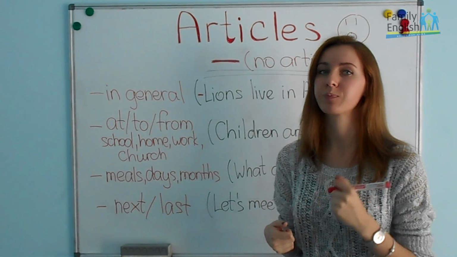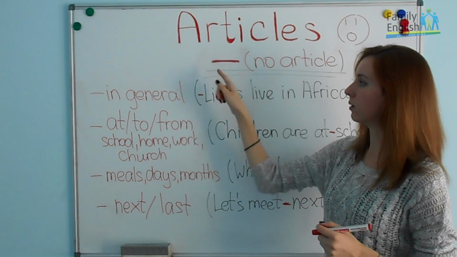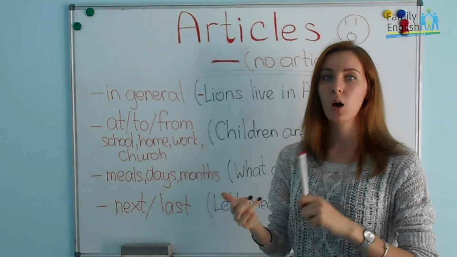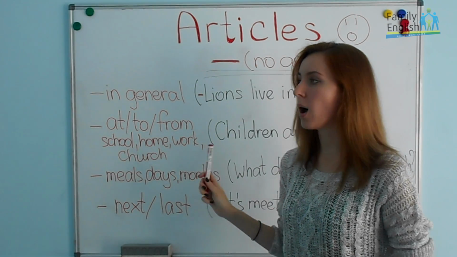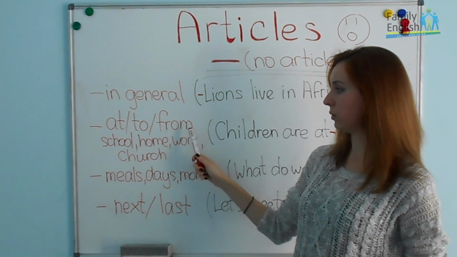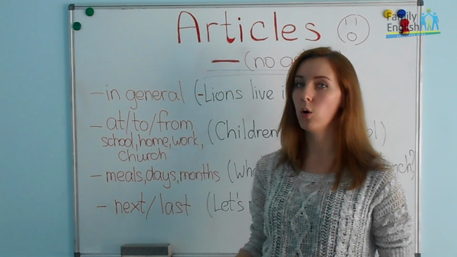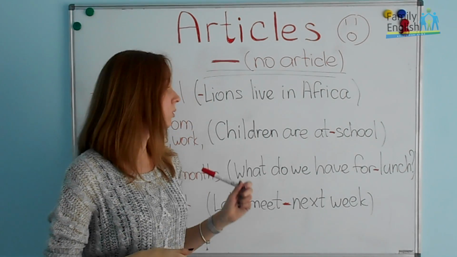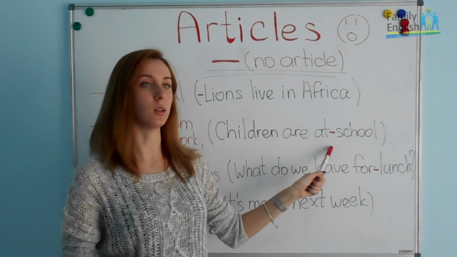Next case where we don't use any article is with words like school, home, work, and church when they go after the prepositions at, to, and from. At school, to work, from church, from home, and so on, we don't use articles here. For example, children are at school. No article here before school.